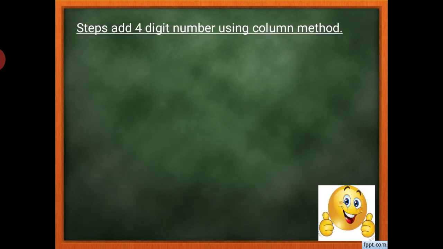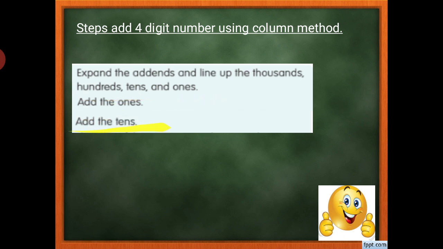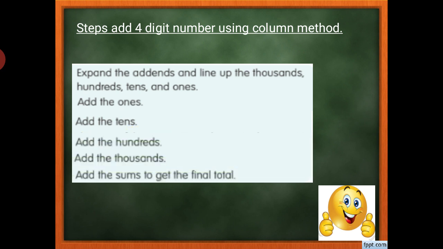So let's see what the steps are to add 4-digit numbers using the column method. So here are the steps. First we write the numbers according to the places: thousands, hundreds, tens, and ones. After that we add the ones, then tens, then hundreds, then thousands, and whatever number is there in the final row is the final total, that is the sum of the numbers.